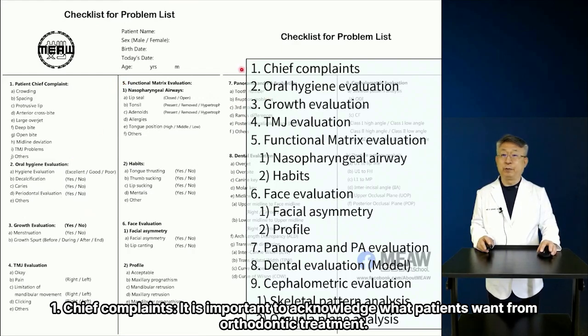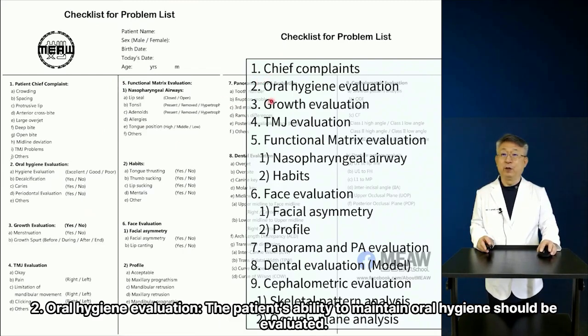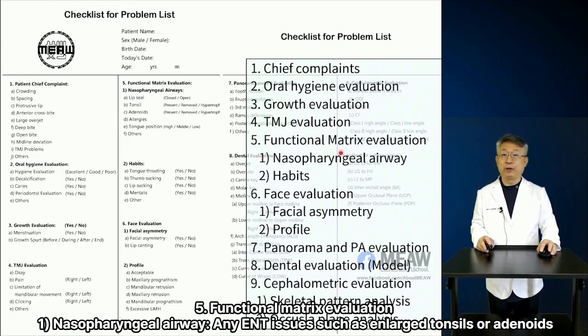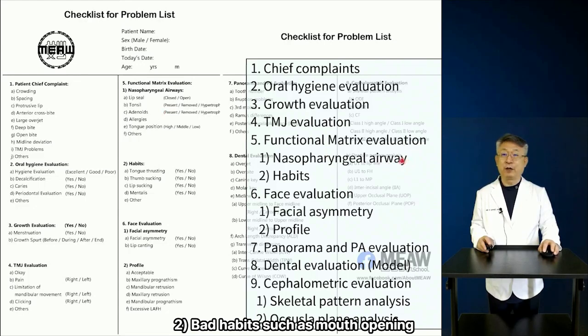1. Chief complaints. It is important to acknowledge what patients want from orthodontic treatment. 2. Oral hygiene evaluation. The patient's ability to maintain oral hygiene should be evaluated. 3. Growth evaluation. 4. TMJ evaluation. 5. Functional matrix evaluation. 1. Nasopharyngeal airway. Any ENT issues such as enlarged tonsils or adenoids. 2. Bad habits such as mouth opening.